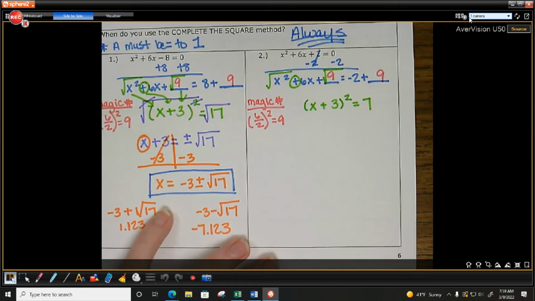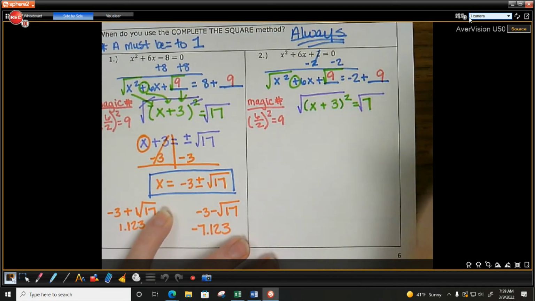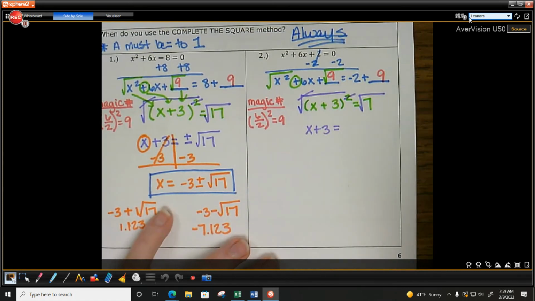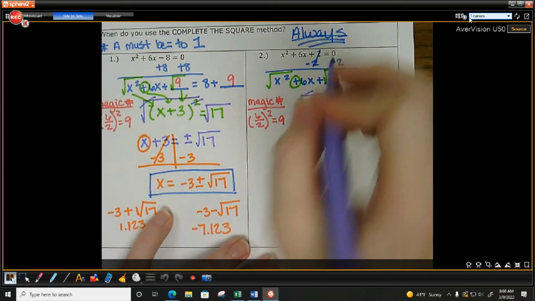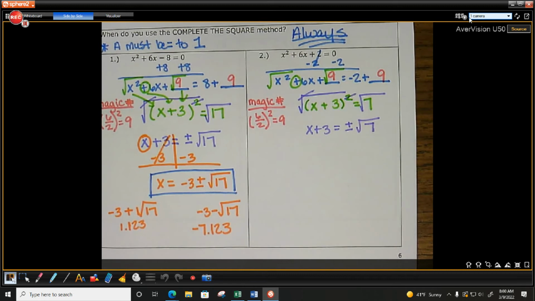What are we going to do next? Square root both sides, because I need to get rid of the parentheses squared. So they cancel each other out, and I get x plus 3 equals what? Say it a little louder. What goes in front, though? Plus minus square root of 7. Can the square root of 7 be simplified, guys? No, 7's prime, so you can't simplify the square root of 7.